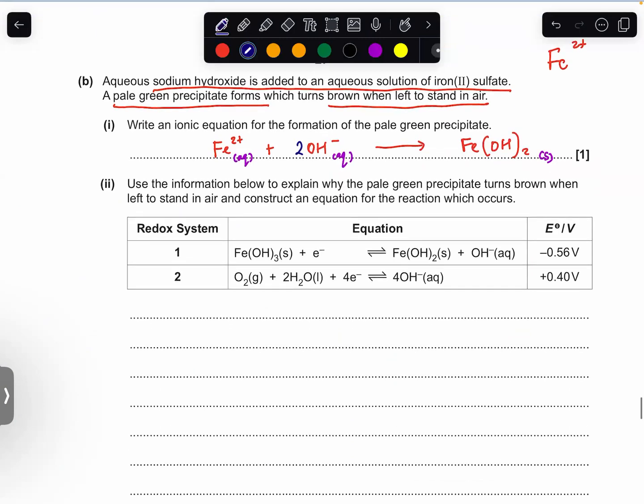The next question: use the information below to explain why the pale green precipitate turns brown when left to stand in air. What is in air that supports the reaction? In air, we're looking at oxygen. So some exposure to oxygen. You see, in this question, what you've got are these 2 redox systems.